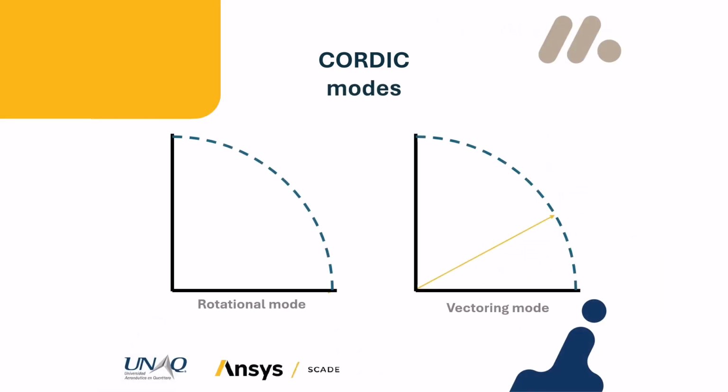CORDIC has two implementation modes, the rotational mode and the vectoring mode. In the rotational mode, the required rotation angle is provided as an input, and the final components of the rotation are obtained as output. In the vectoring mode, the inputs are the coordinates of the vector, and the output is the amount of rotation needed to make the angle 0. This project focuses on the rotation mode.